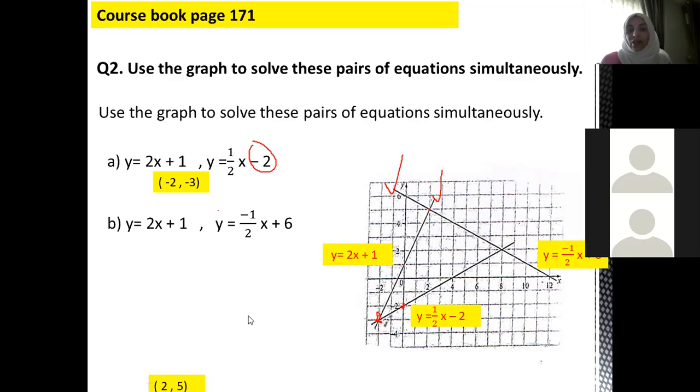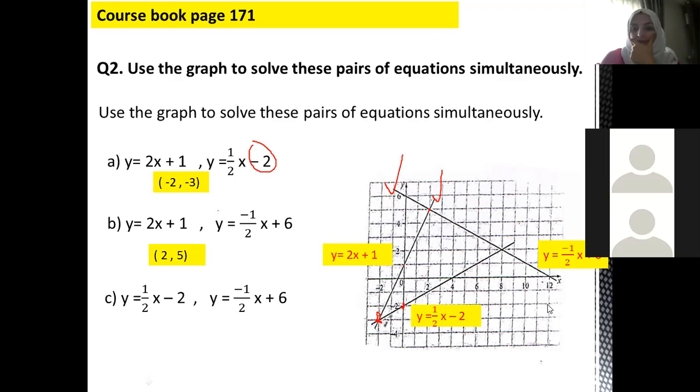Excellent. Yalla, third part C. Who wants to help in part C? Who else do we have? Who are you? Who's participating? Let's check. Who do we have? We have Rama. Yalla, Rama.